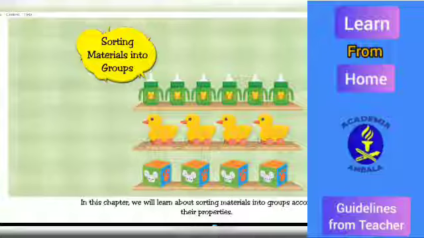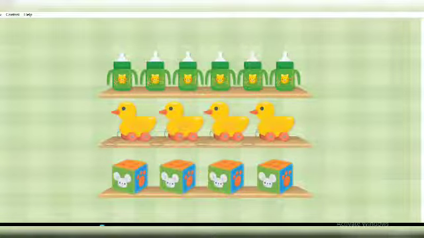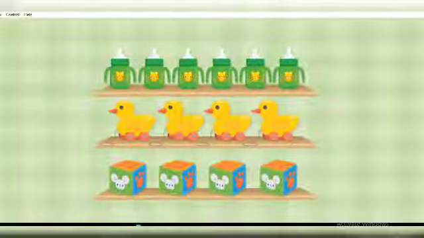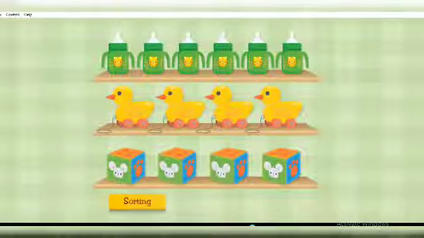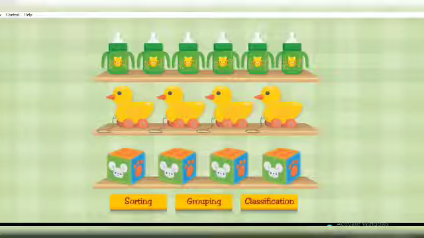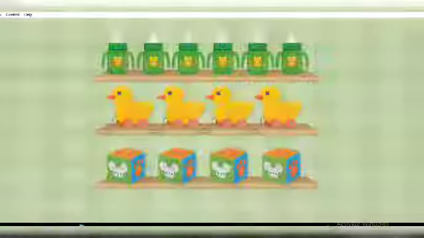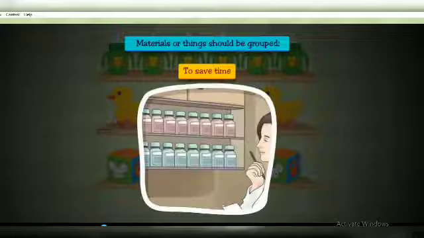We will learn about sorting materials into groups according to their properties. All materials or things can be arranged systematically on the basis of certain similarities. This is called sorting, grouping, or classification. Materials or things should be grouped to save time.